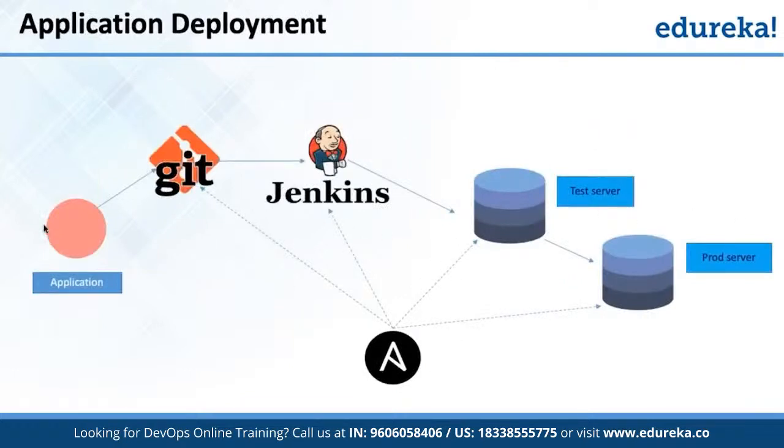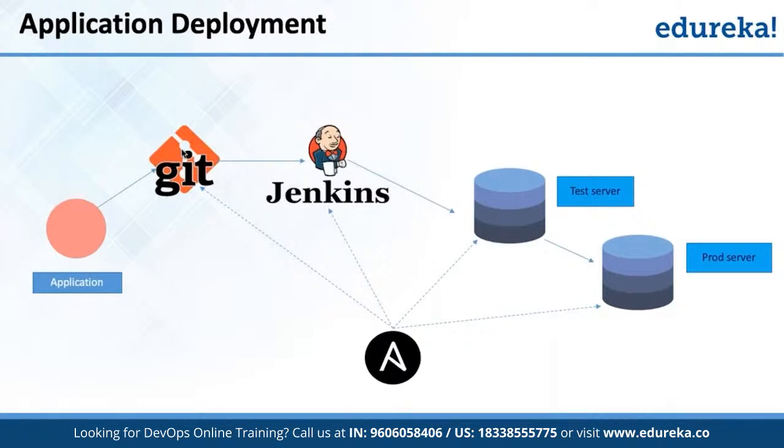So guys, here in this diagram, you see a typical DevOps pipeline or lifecycle has been explained, where a developer writes a code. The code is fed to a version control system like Git. Then using Jenkins, the code is compiled into packages, then finally deployed to a test server, and then deployed to a prod server.